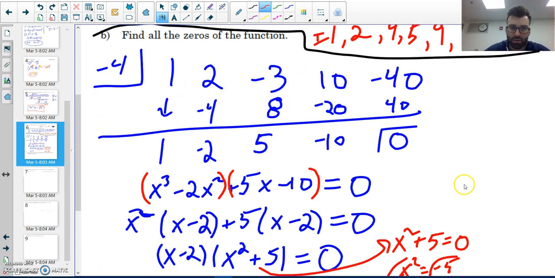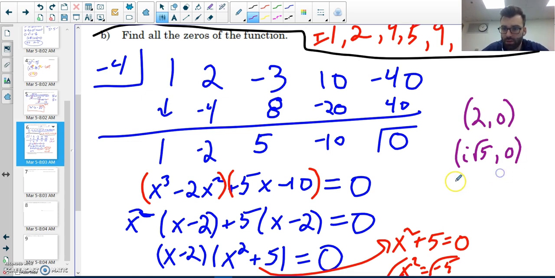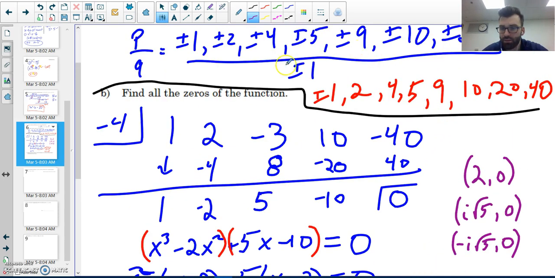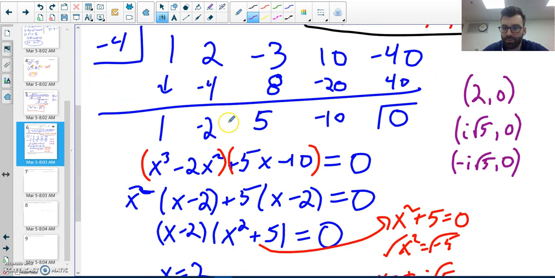So it says find all zeros of the function. Well, all my zeros are listed here. 2, 0. i root 5, comma 0. Negative i root 5, comma 0. But I should have 4, right? Because it's a 4th degree polynomial. Well, don't forget negative 4. Again, you don't necessarily have to have 4. You could have some double roots. But in this case, we do have 4. I just said that to make a point, not to forget this 0 right here.